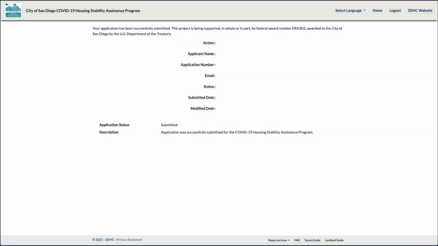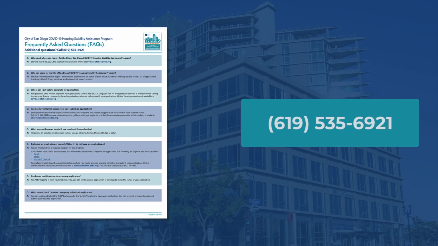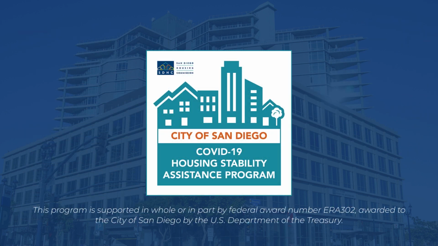You will also receive a notification when the program determines whether or not you are eligible to receive assistance or if you need to provide additional documentation. If you have questions or need help filling out the application, consult the program's frequently asked questions or call 619-535-6921. Thank you for your interest in the City of San Diego COVID-19 Housing Stability Assistance Program.